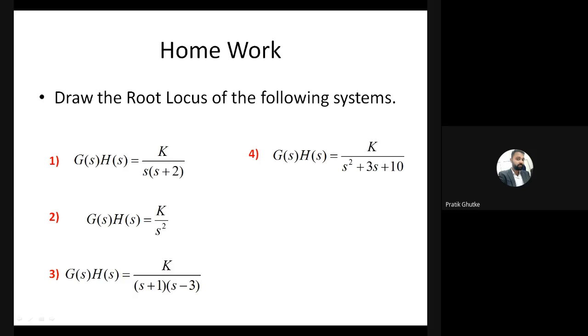Such types of numericals in which the root locus lies in a vertical plane, for a second order system, are shown in the figure. First one, G(s)H(s) equals K divided by s(s plus 2). Second numerical, G(s)H(s) equals K divided by s squared. In this case, there are two poles at 0 only.